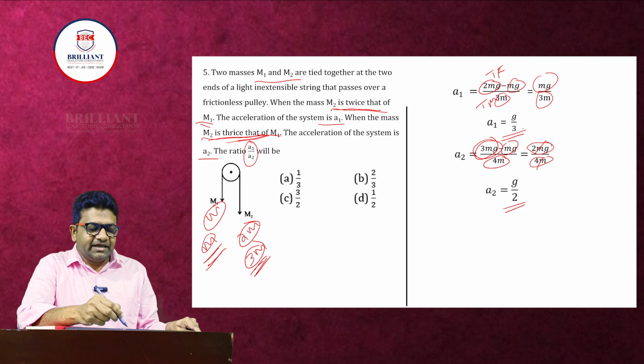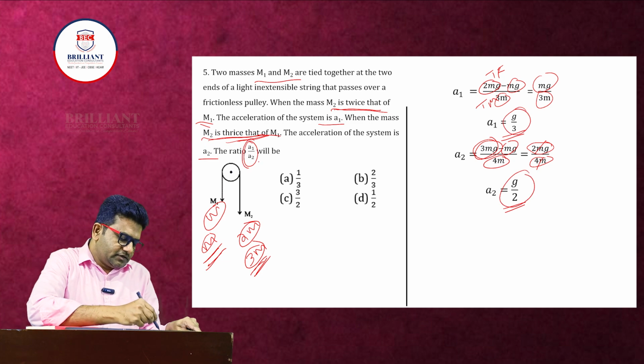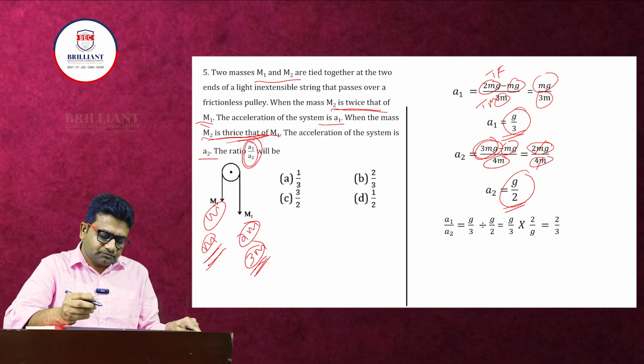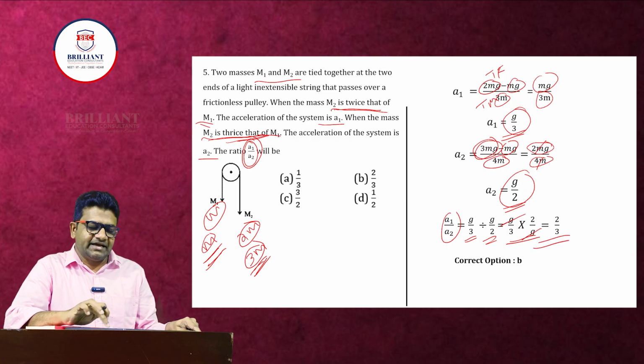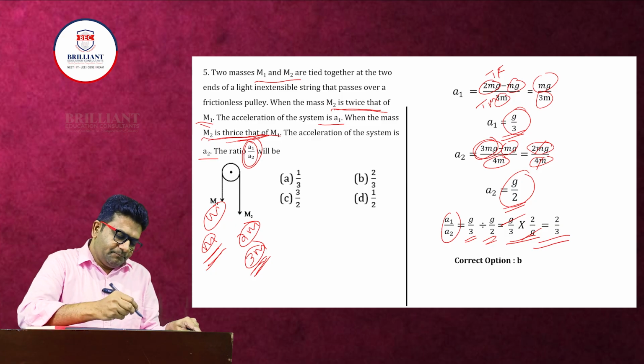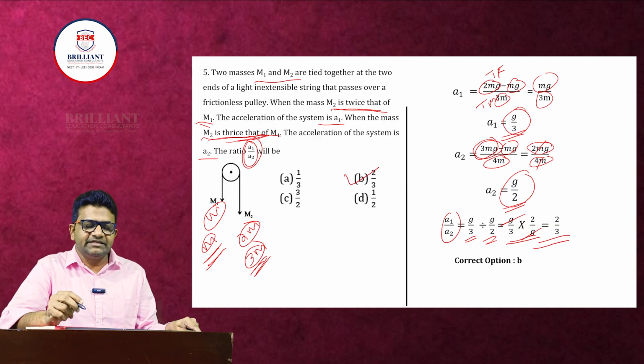So from here we get A1 equal to g by 3, A2 equal to g by 2. We have to find out in the question A1 by A2. So A1 by A2 is equal to g by 3 divided by g by 2, which is equal to, g gets cancelled, 2 by 3 is the answer. So the correct option is B, that is 2 by 3.